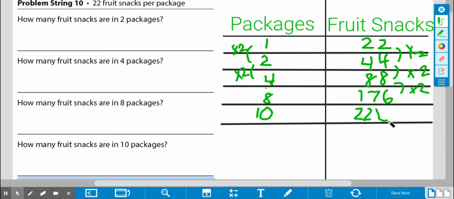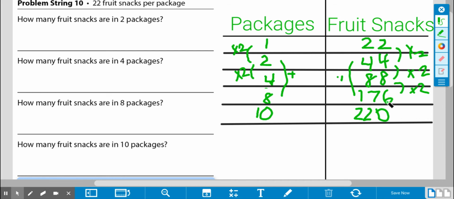You got it right. And then if I wasn't sure about multiplying by 10, I have other strategies as well, right? So again, I could have multiplied by 10, but you might have also noticed that 2 packages and 8 packages, if I put those together, I have 10 packages. So I could say 2 plus 8 is 10. So I could also then take the total number of fruit snacks in 2 packages, add that to the total in 8, and get my answer of 220 that way.